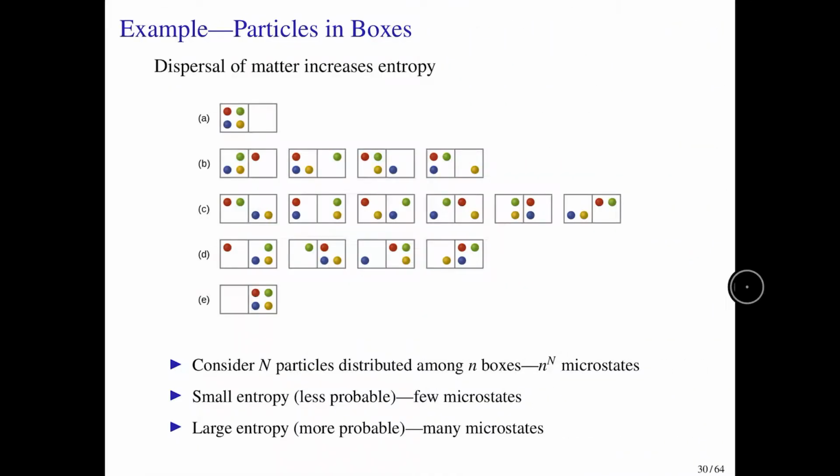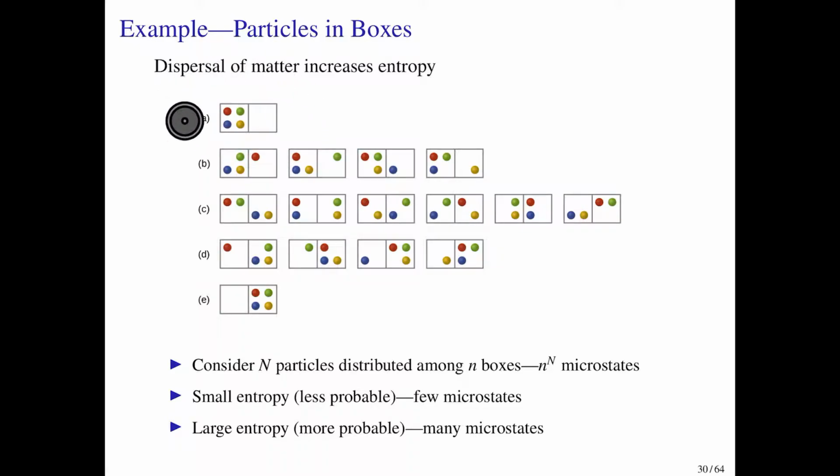Let's put this concept into practice using some very simple examples. So instead of having a gas with 10 to the 23 molecules, we're going to consider a sample of gas that has only 4 molecules. And those are represented by these colored dots here, the red, the green, the blue, and the yellow. Those represent 4 molecules. And they are enclosed in a volume. So the 2 boxes here represent the total volume.